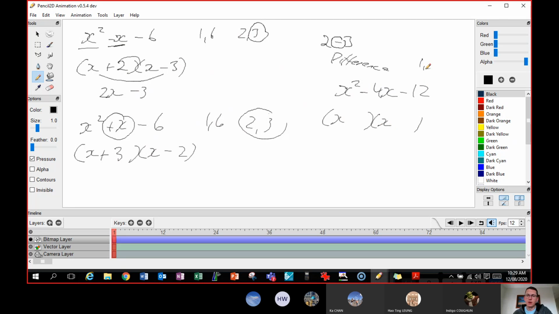Factors, 1 and 12, 2 and 6, 3 and 4. Difference between them needs to be 4. 2 and 6. The greater one needs to be negative 6, because I've got a negative number. It's going to give me negative 12. Negative 6x plus 2x will give me negative 4x. I've got my x squared.